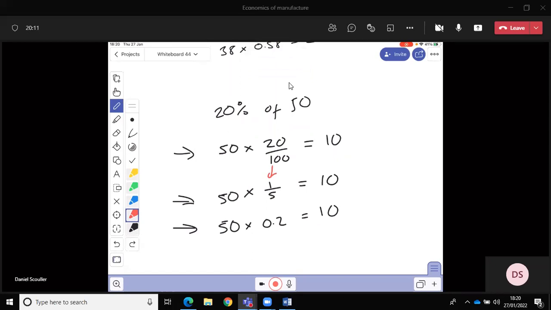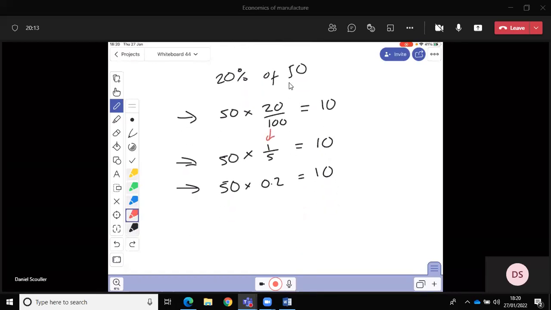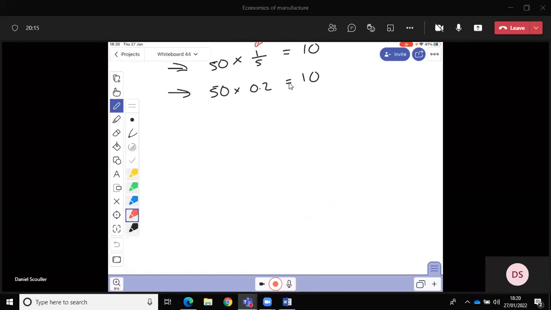Now, we can also go the other way. We can write 135% of 47. That's saying 47 multiplied by 135 divided by 100, which gives us a multiplier.